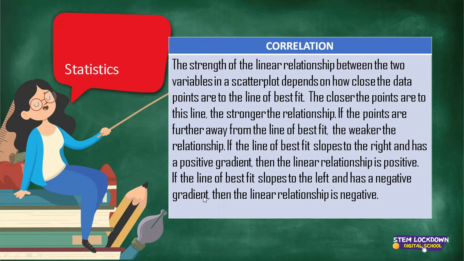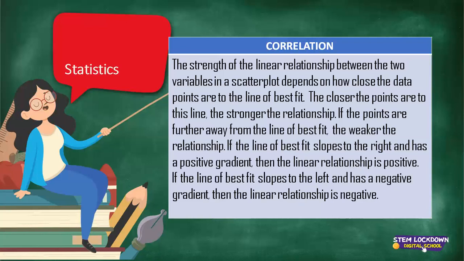So when the line of best fit slopes downwards, it has a negative gradient, and therefore there's a negative relationship between the two variables. So when you say positive relationship, what does that mean? It means a directly proportional relationship.